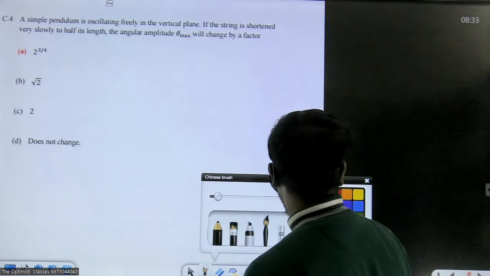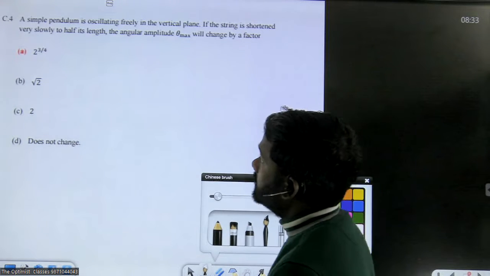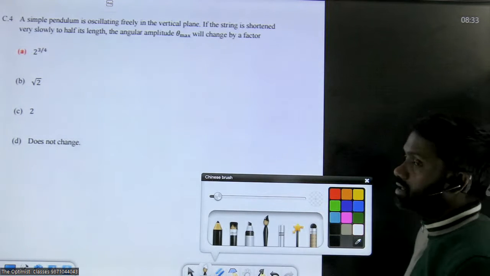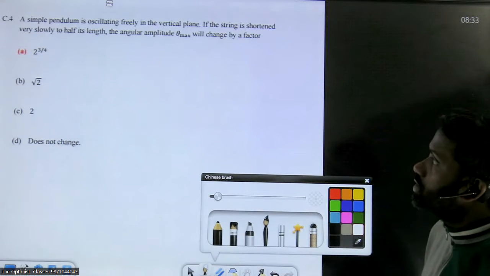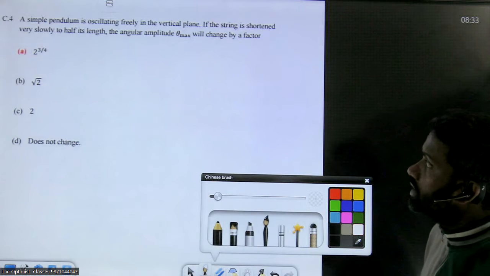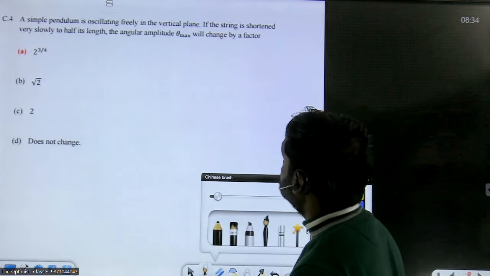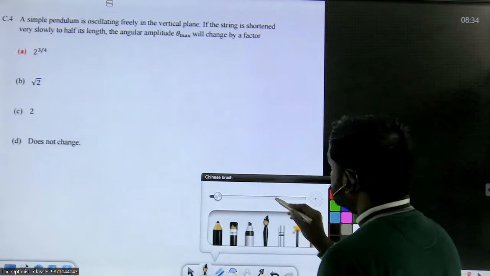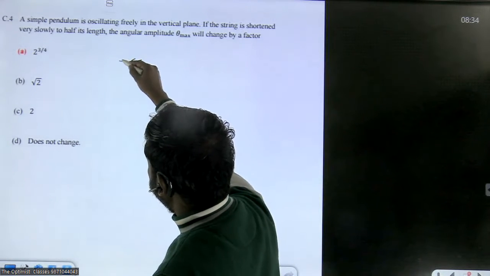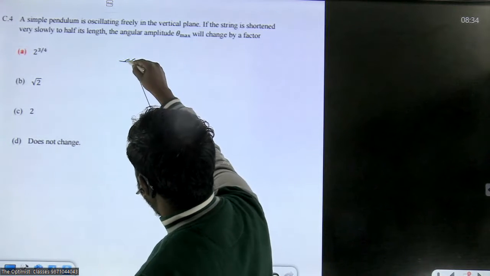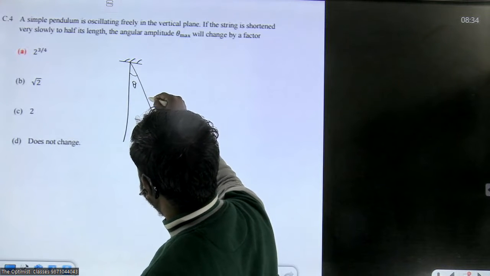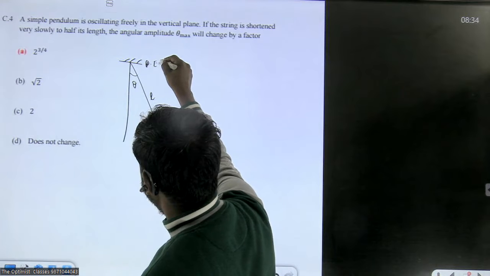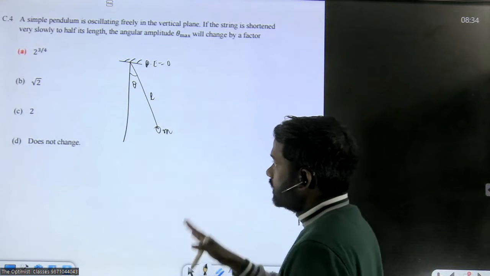Now let's see this question. This is somewhat a new question. It says a simple pendulum is oscillating freely in the vertical plane. If the string is shortened very slowly to half its length, the angular amplitude theta max will change by a factor. So we have a simple pendulum. It is oscillating like this. This length is suppose L, the mass of the bob is M. Suppose we take this as the potential energy 0 level. Now it is oscillating.